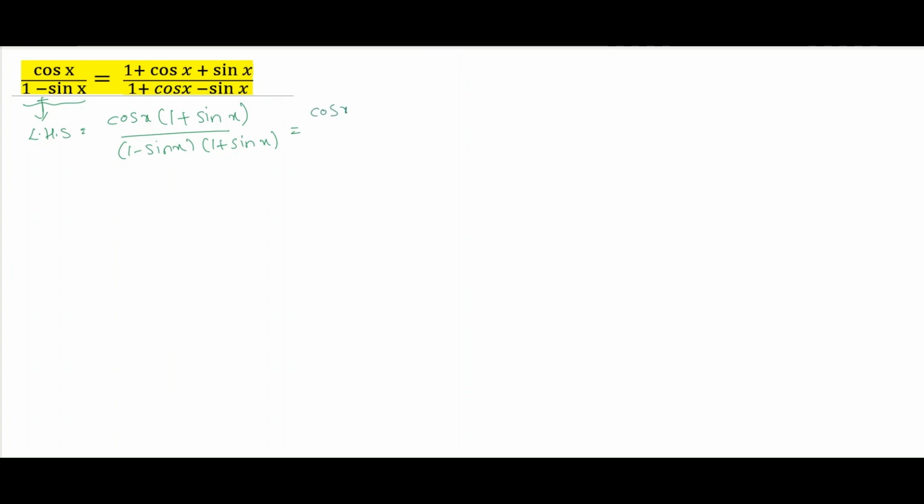So it's cos x into 1 plus sin x upon a minus b, a square minus b square. So this 1 minus sin square x is nothing but cos square x. So here cos x and one of this cos square x will get cancelled out. We'll be left with 1 plus sin x upon cos x. So this is what we got after simplifying the left hand side.